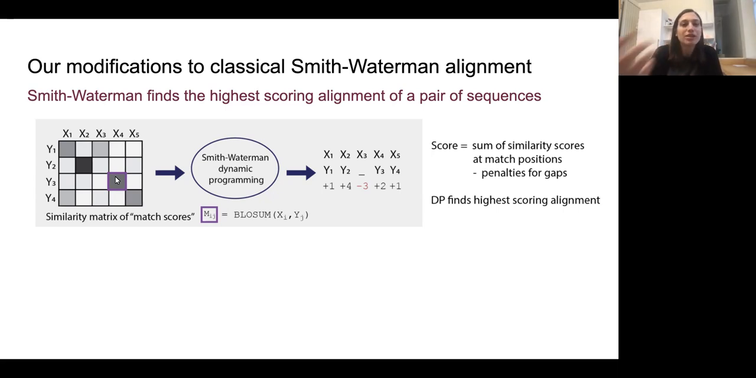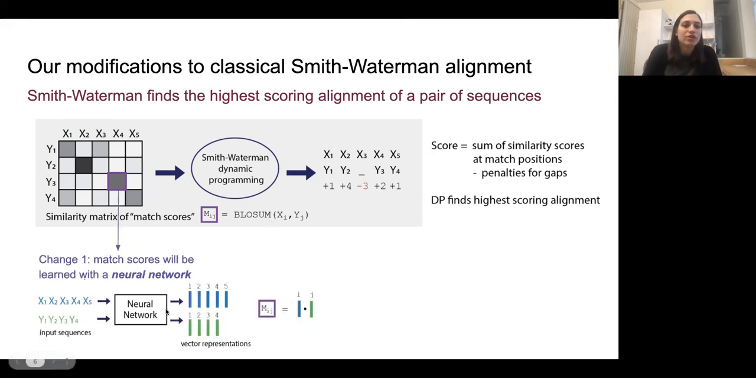some BLOSUM score between the amino acid x4 and the amino acid y3. Then this is input into Smith-Waterman dynamic programming, and that will give us the single alignment with the highest score, where the score is the sum of the similarity scores at match positions minus some penalties for gaps. And yes, this is typically done with a BLOSUM matrix.